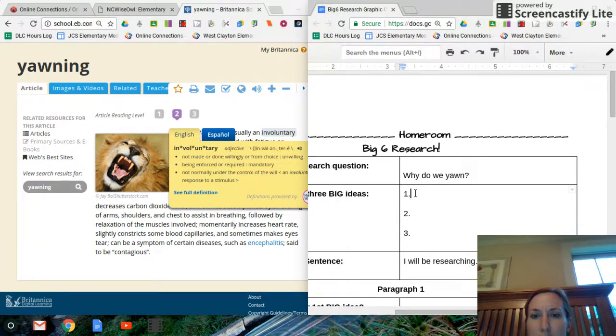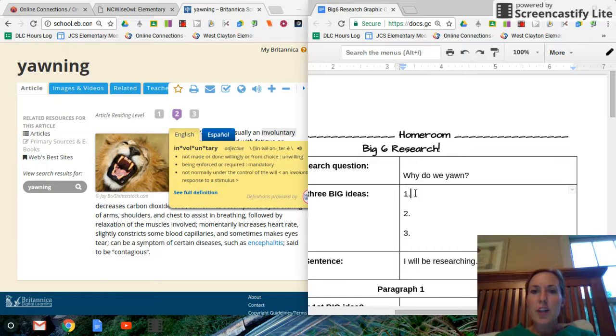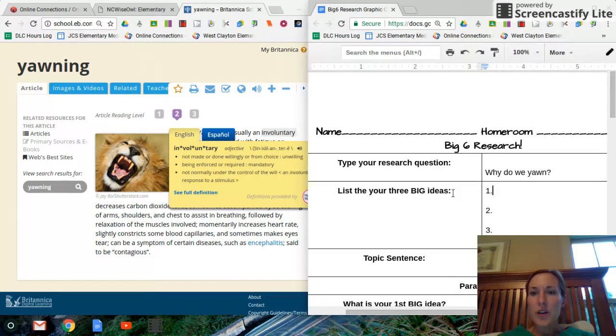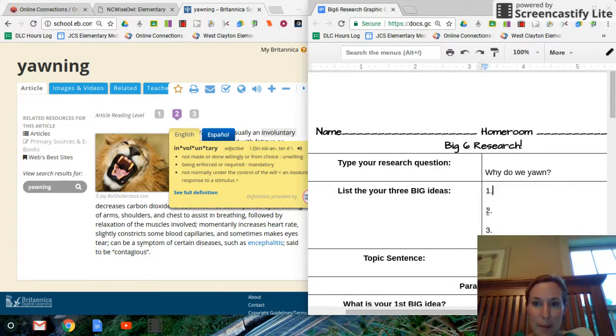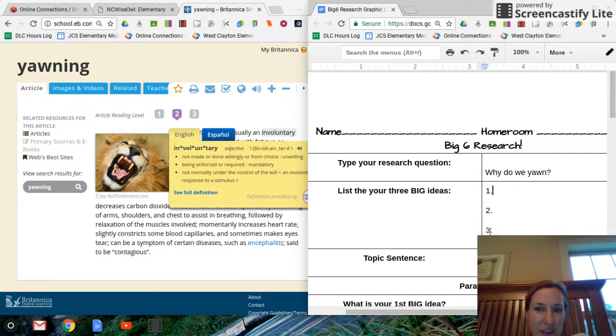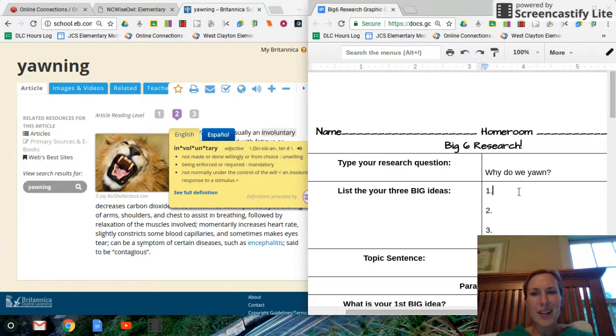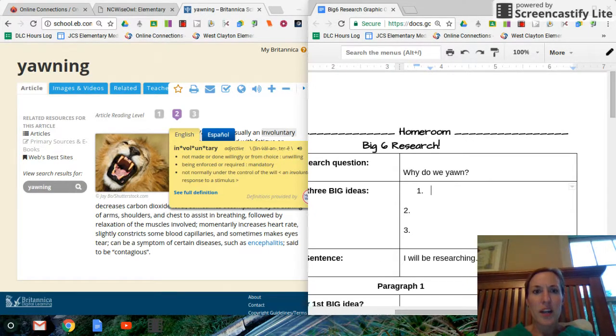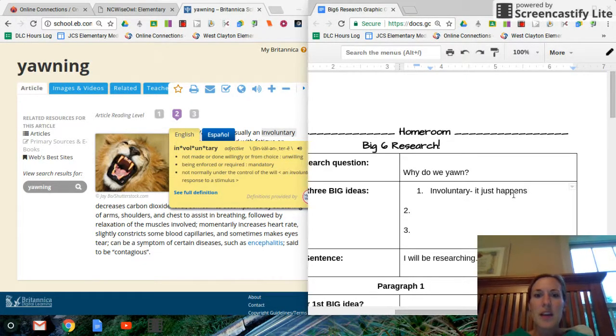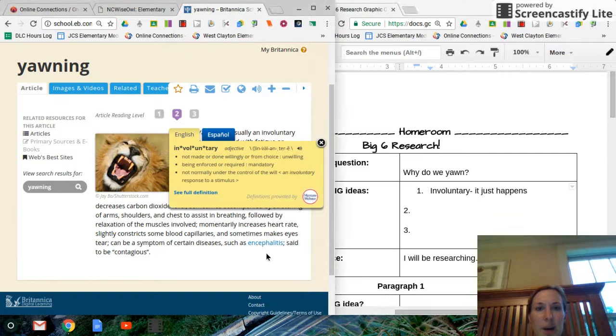I think I'm going to put that in my big ideas over here. Your big ideas in your graphic organizer are the 3 big topics about your research question that are going to help you find your answers. So I'm going to go ahead and type this word, involuntary. It just happens. I'm going to put it in my own words. There we go. Now let's go back over here and keep going.